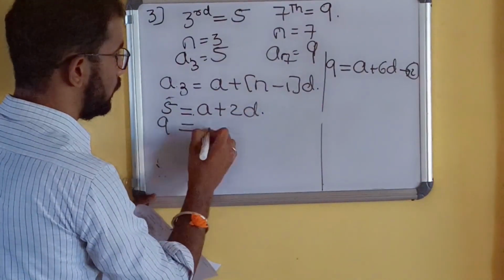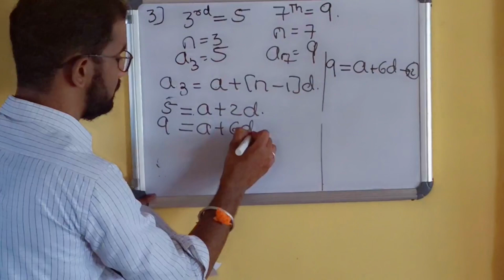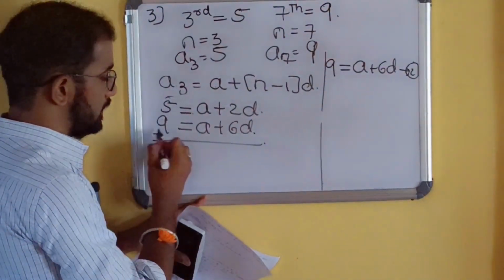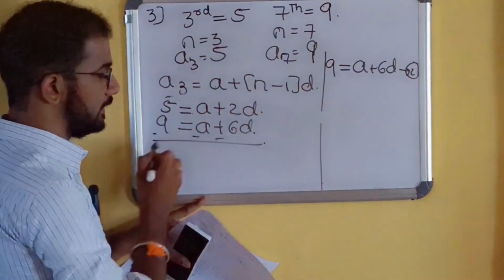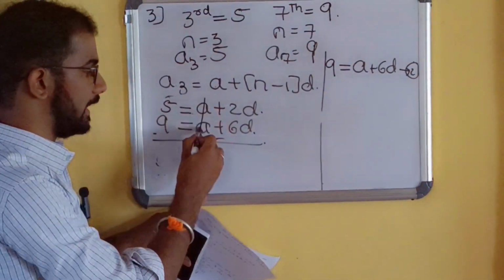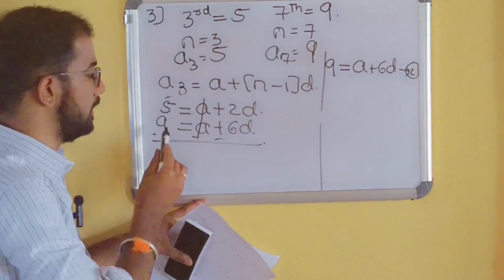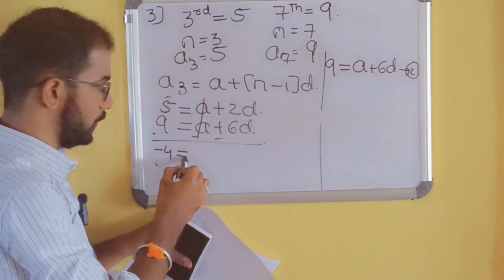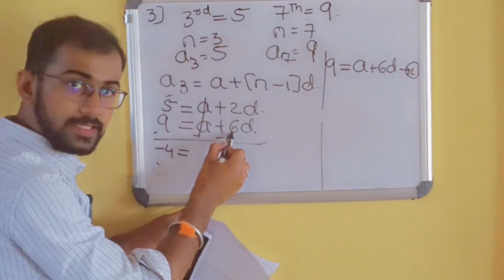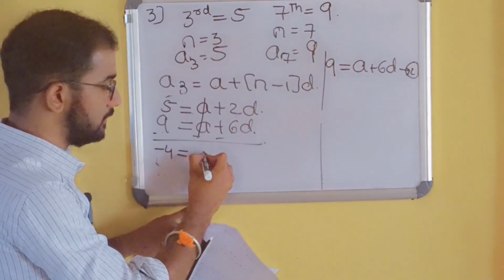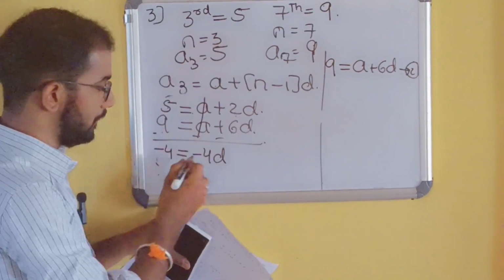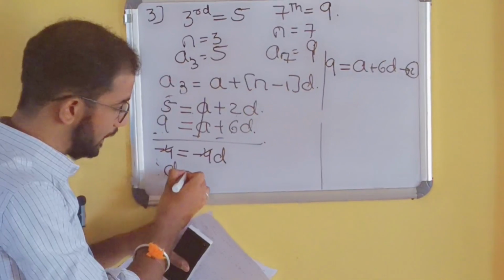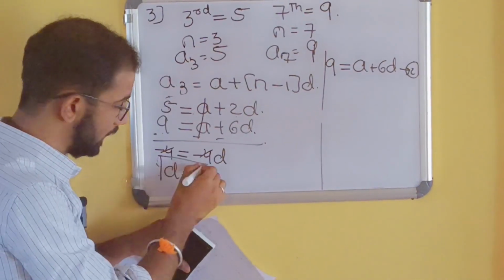9 equals a plus 6d. Now, sign change. Plus a and minus a will cancel. 5 minus 9 is minus 4 equals 2d minus 6d. 2d minus 6d is minus 4d. Here minus 4 will cancel. What value do we have? d is 1.